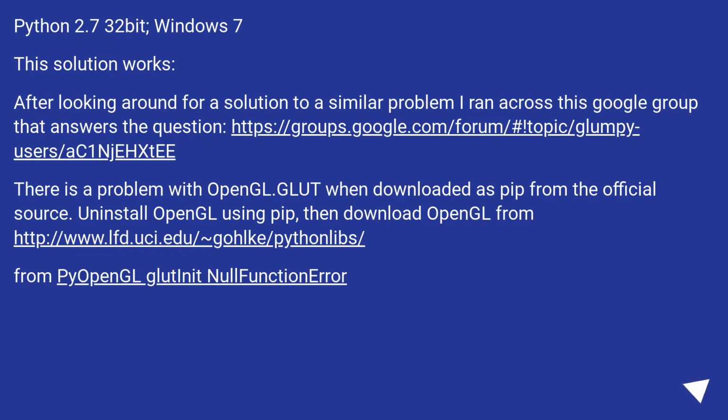Python 2.7 32-bit, Windows 7. This solution works. After looking around for a solution to a similar problem, I ran across this Google group that answers the question, this URL. There is a problem with OpenGL.GLUT when downloaded with pip from the official source. Uninstall PyOpenGL using pip, then download PyOpenGL from this URL. From PyOpenGL glutInit null function error.